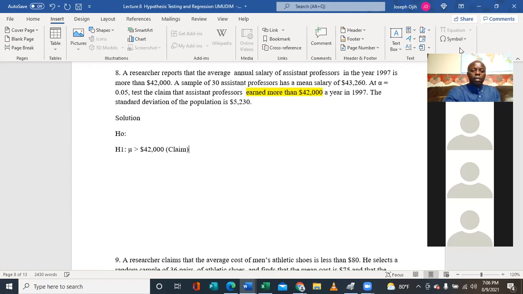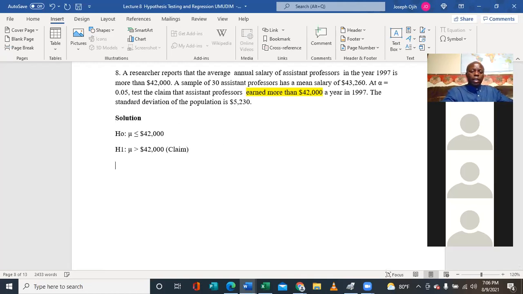And here we have the opposite of that. Mean is less than 42,000, but you cannot use less than here. So you're going to use the less than or equal to symbol. Less than or equal to 42,000. Now, a sample of 30 assistant professors, right? The sample mean is 43,000.